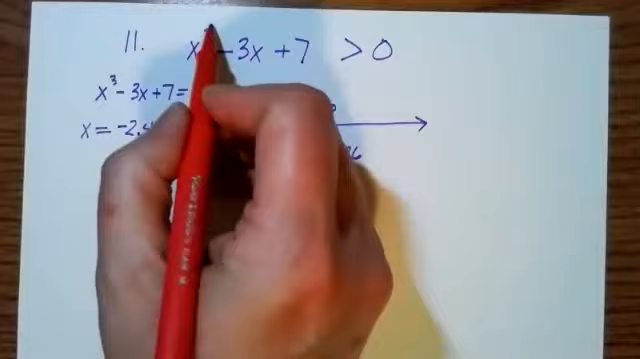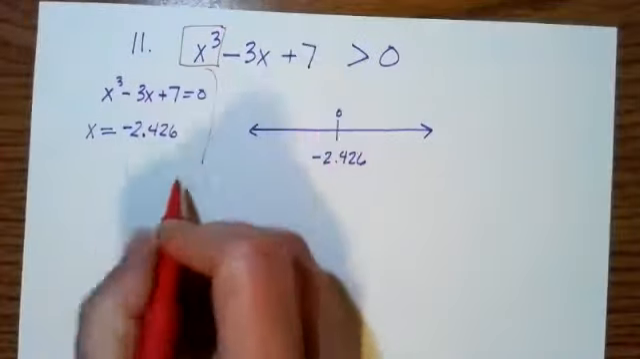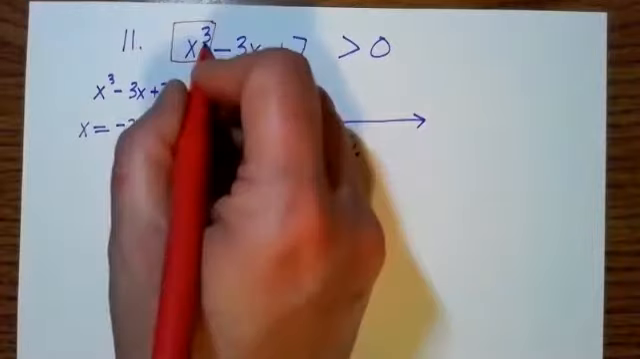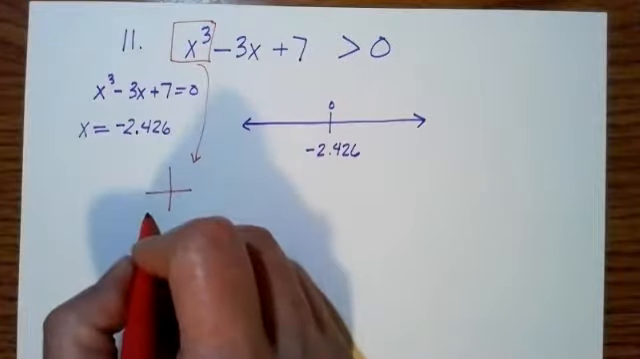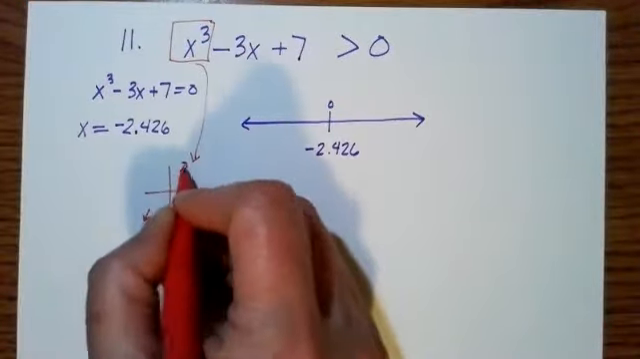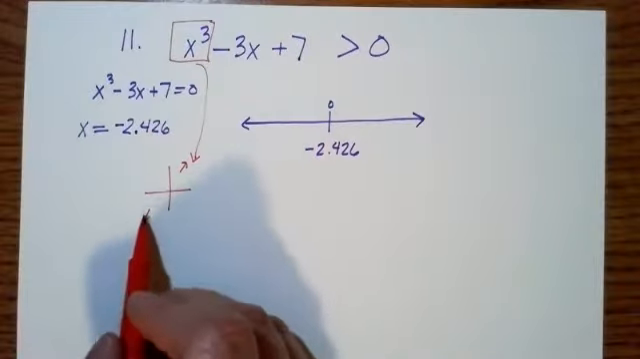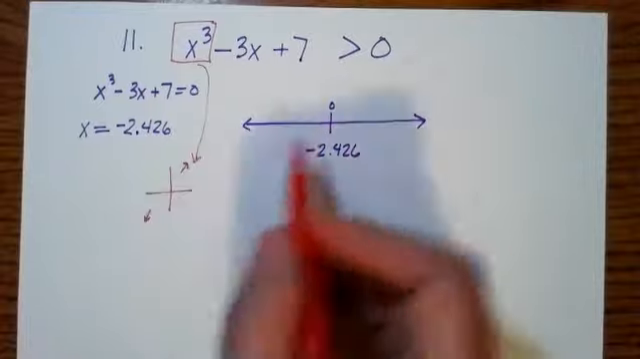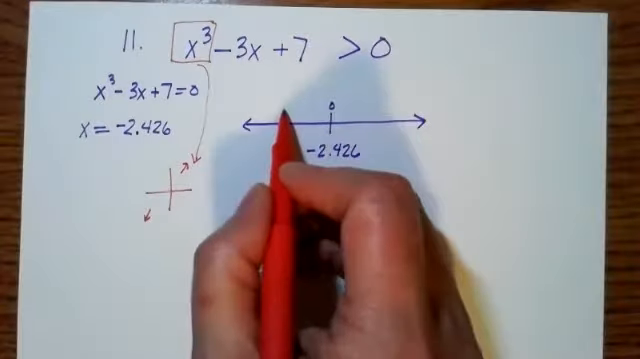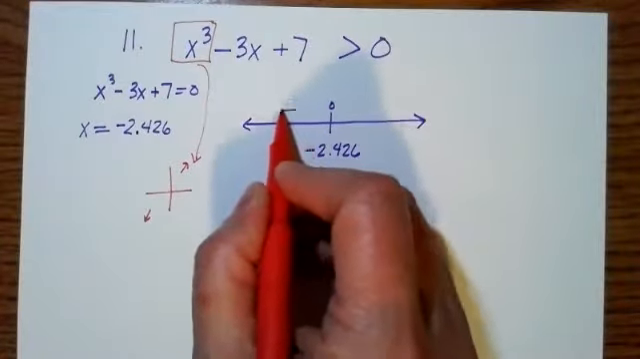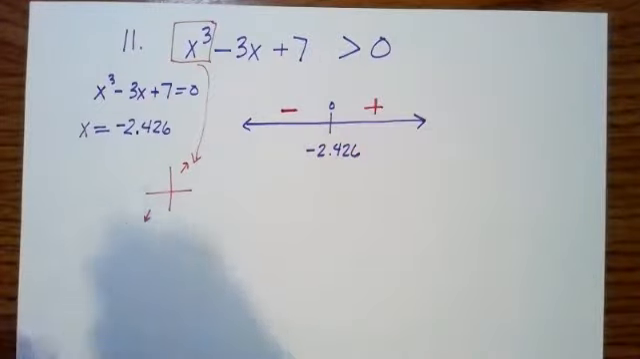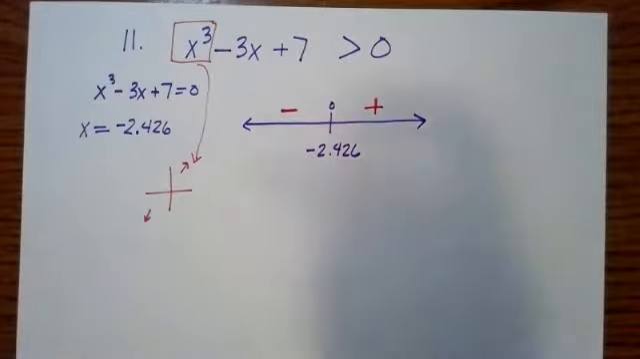Our degree and lead term tell me that the ends of this should look like, let's see, that's an odd. They're kitty corner and they start down and end up. So that means on the left end I've got negative values and on the right end I've got positive values. There just happens to be only those 2 ends. This one's going to be negative and this one's going to be positive. Nothing else to it.